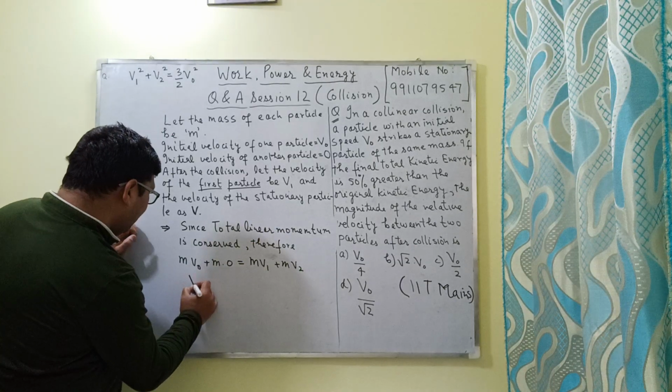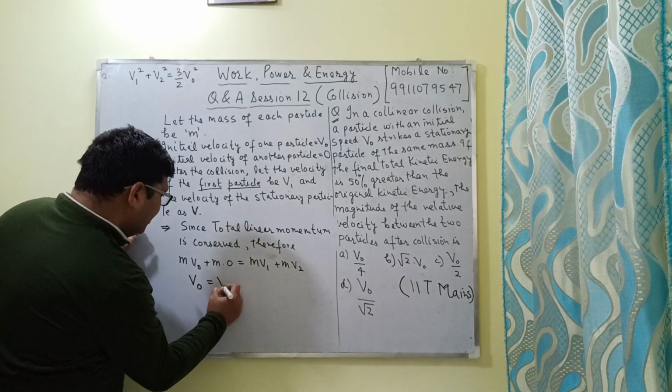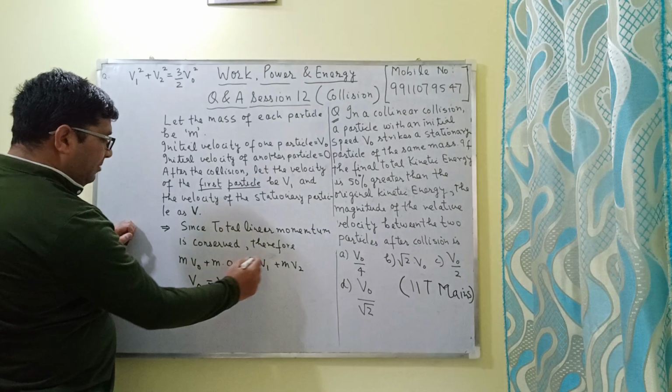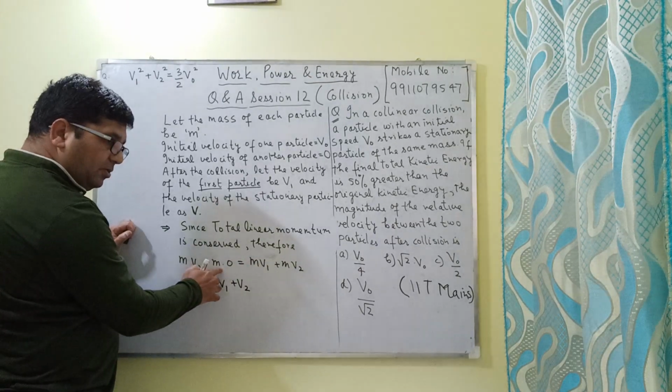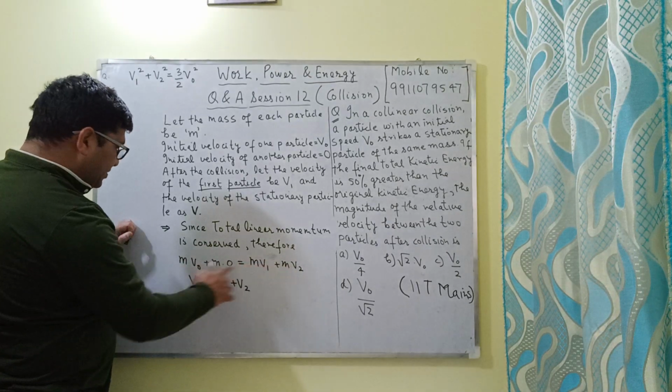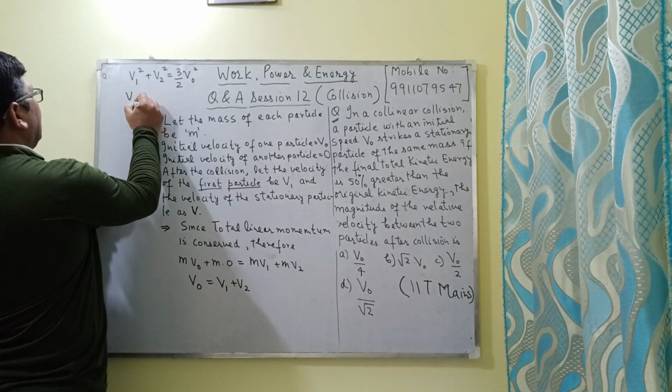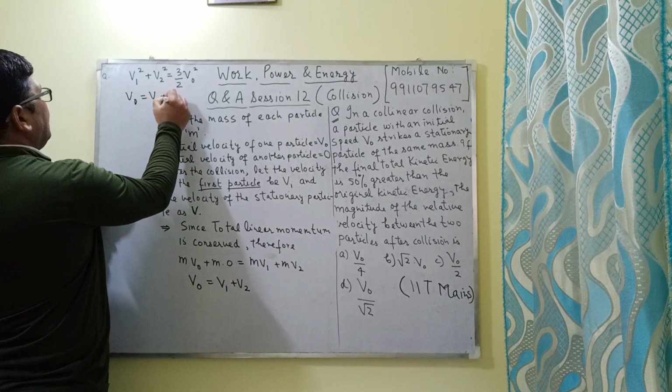So from here I will get v naught is equal to v1 plus v2, because m and m will get cancelled out, and m into 0 is 0. Finally, v naught will be equal to v1 plus v2. This is the second equation which I am getting.